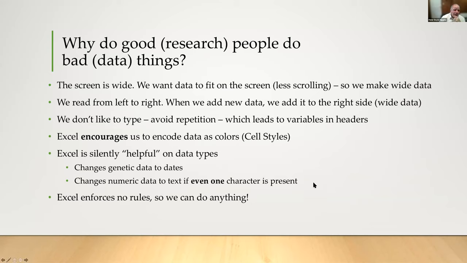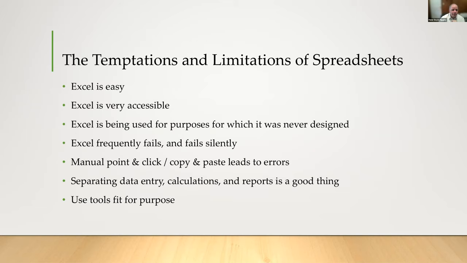We also don't like to type that much. We want to avoid repetition, which leads to variables stuffed into the headers. Excel actively encourages us to encode data as colors. There's actually a button for cell styles. And Excel is silently helpful on data types, changing genetic data to dates, or changing numeric data to text if even one character is present. And since Excel enforces no rules, we can do anything, even if it's a bad thing.